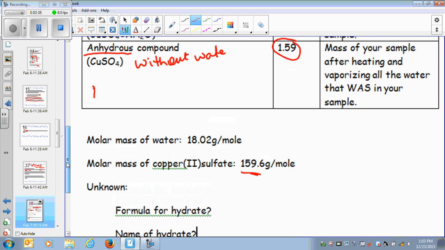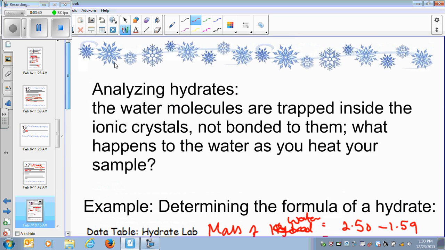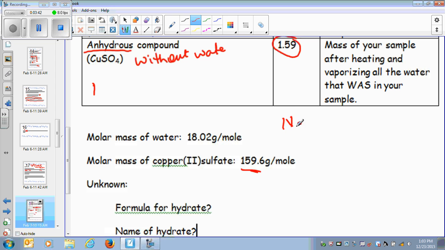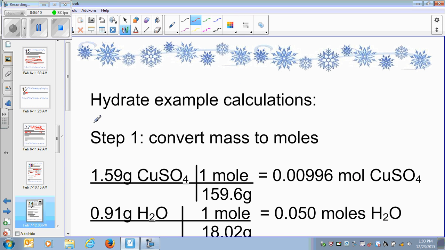So go ahead, and I want you to calculate the moles. You need to calculate the moles of each, because in this compound, let's say I was talking about Na2CO3 decahydrate, I have 10 moles of water and 1 mole of sodium carbonate. So I want you to calculate the grams of water, which you got right here, and the grams of copper sulfate right here. Convert the grams into moles, and that tells you the value of X here. So this is how we calculate the moles or grams of water.